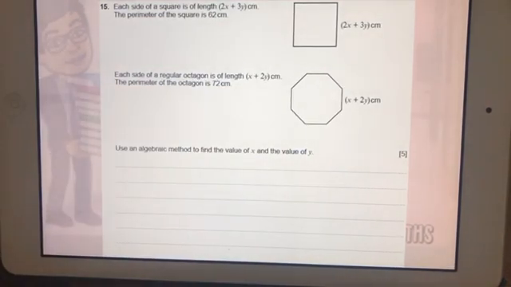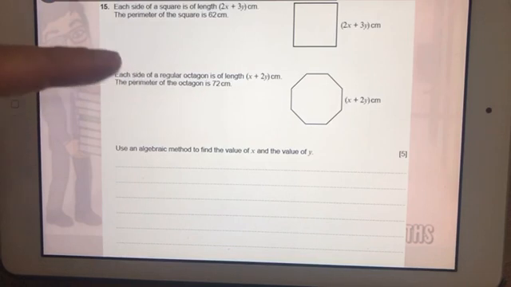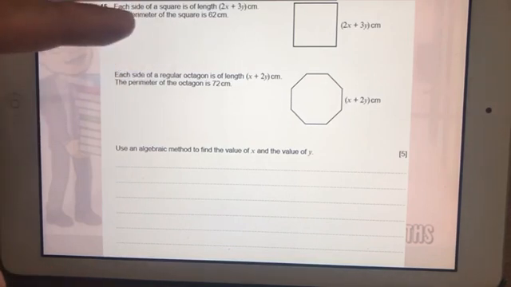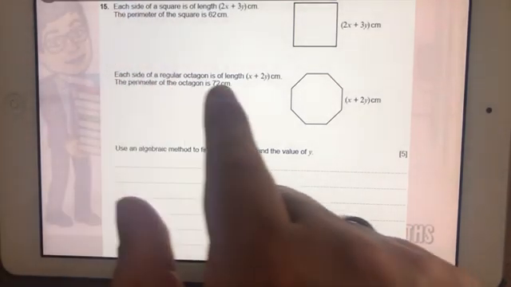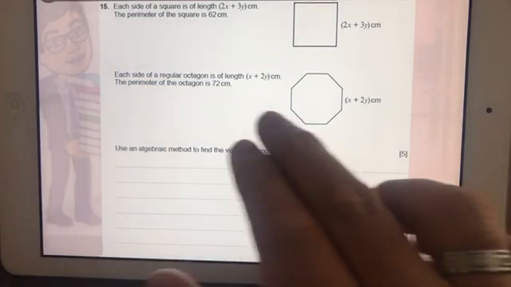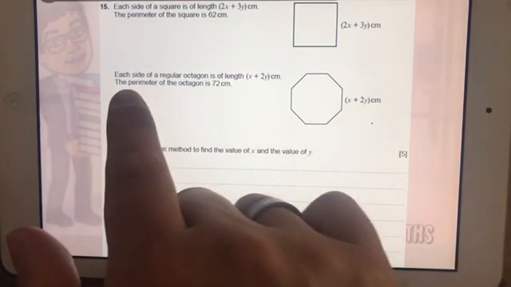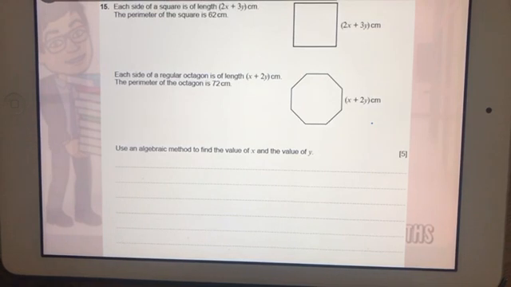Okay, right. So each side of a square is of length 2x plus 3y, and the perimeter of the square is 62 centimeters. Each side of a regular octagon is x plus 2y in centimeters, and the perimeter of the octagon is 72 centimeters. So this is simultaneous equations, but it's in context.